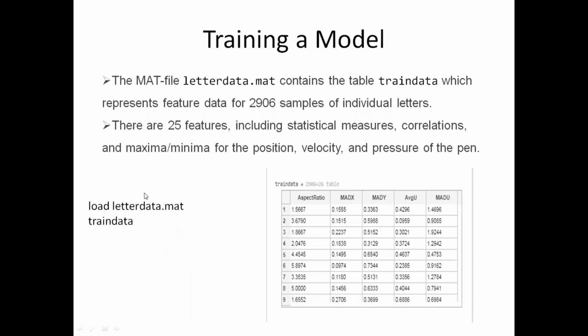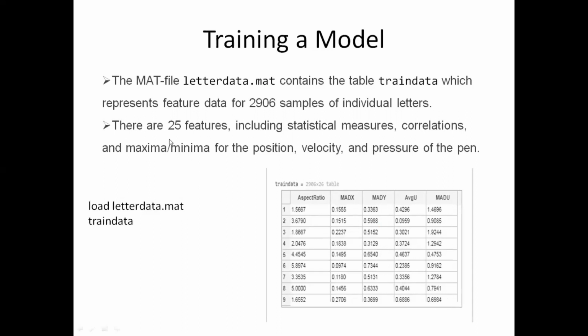Before that, we have the training data in the mat file, letter data. That is the mat file which has the training data and the testing data. When we load letterdata.mat, we can see the train data in the workspace. It has 26 columns. In the previous recording, we saw how to extract the features, and we had extracted 6 features. A similar procedure has been followed to extract 25 features. One extra column is the response column, or the output column.